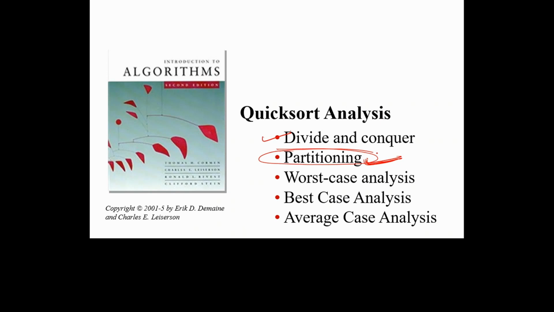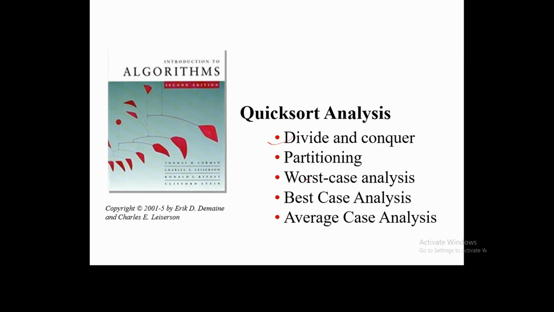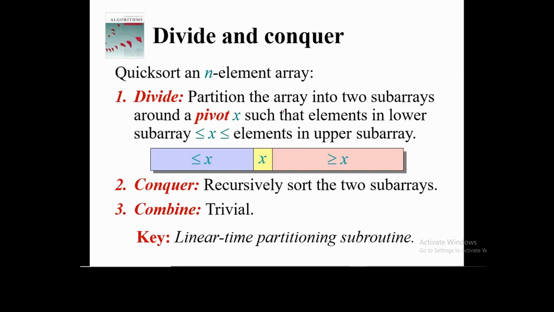This partitioning procedure is a little bit different compared to the dividing step in the merge sort algorithm. We will analyze quicksort on three cases: worst case, best case, and average case, separately. So basically, we are discussing the divide and conquer approach and quicksort, because it is based on divide and conquer.